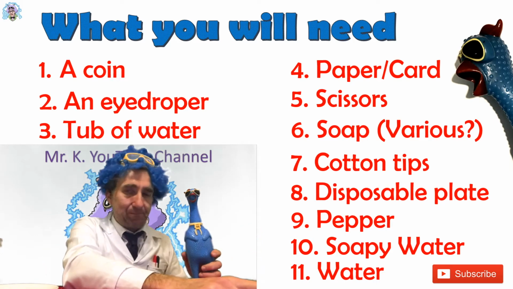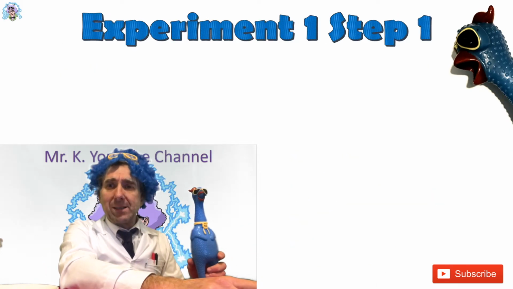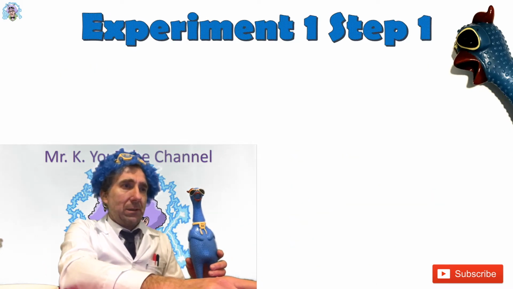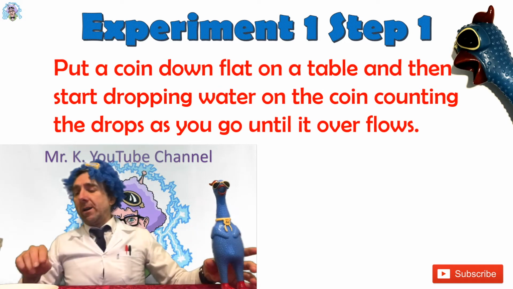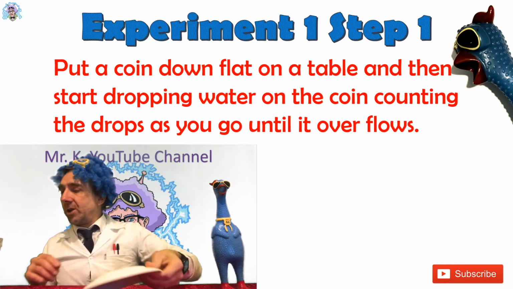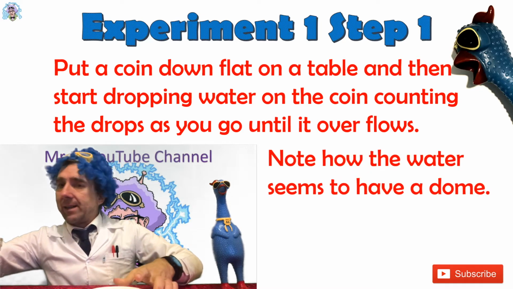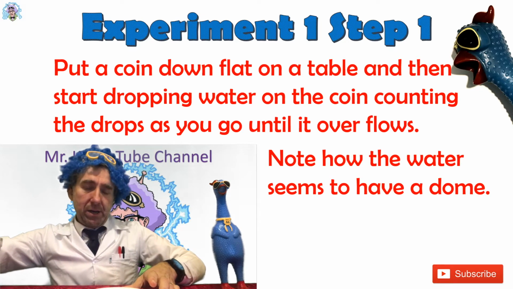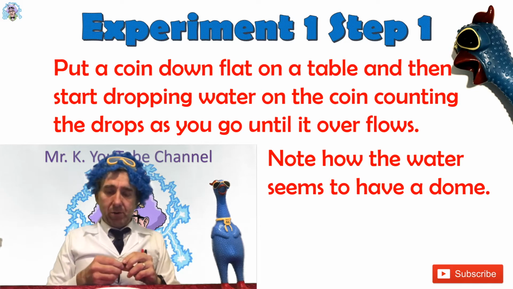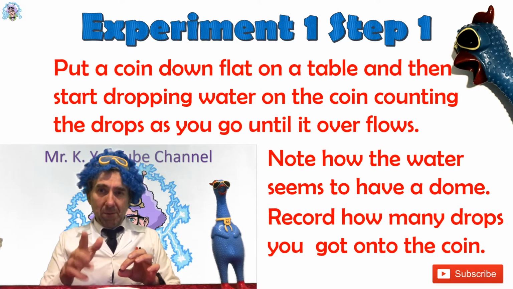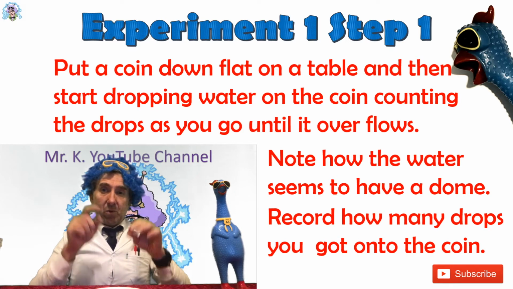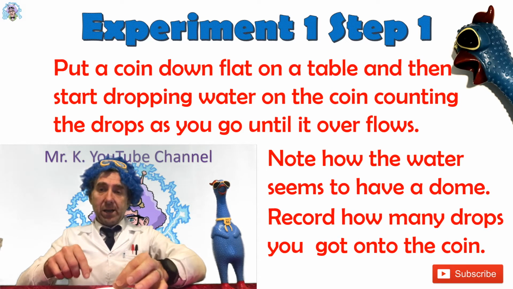Let's keep going. Experiment number 1, step number 1. What do we have to do? Okay, so put a coin flat down on a surface. So here we go. I'm going to use the back of this plate, actually. And what I might do is stop the video and start to record a little bit closer for you guys so you can see it. Okay, here we go.